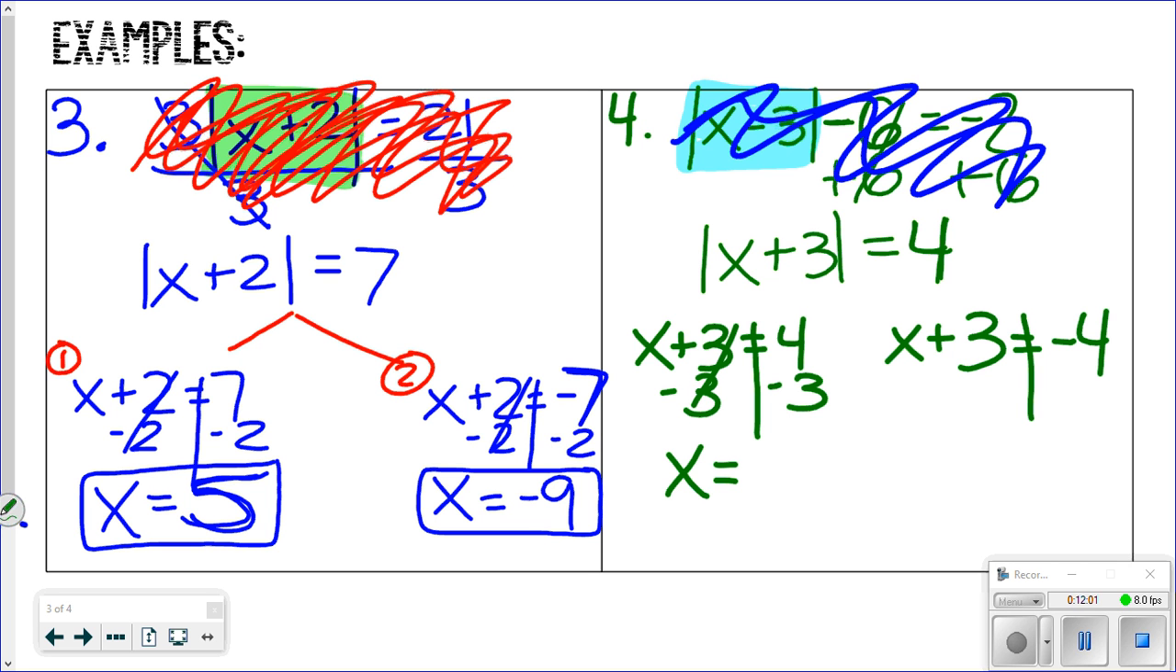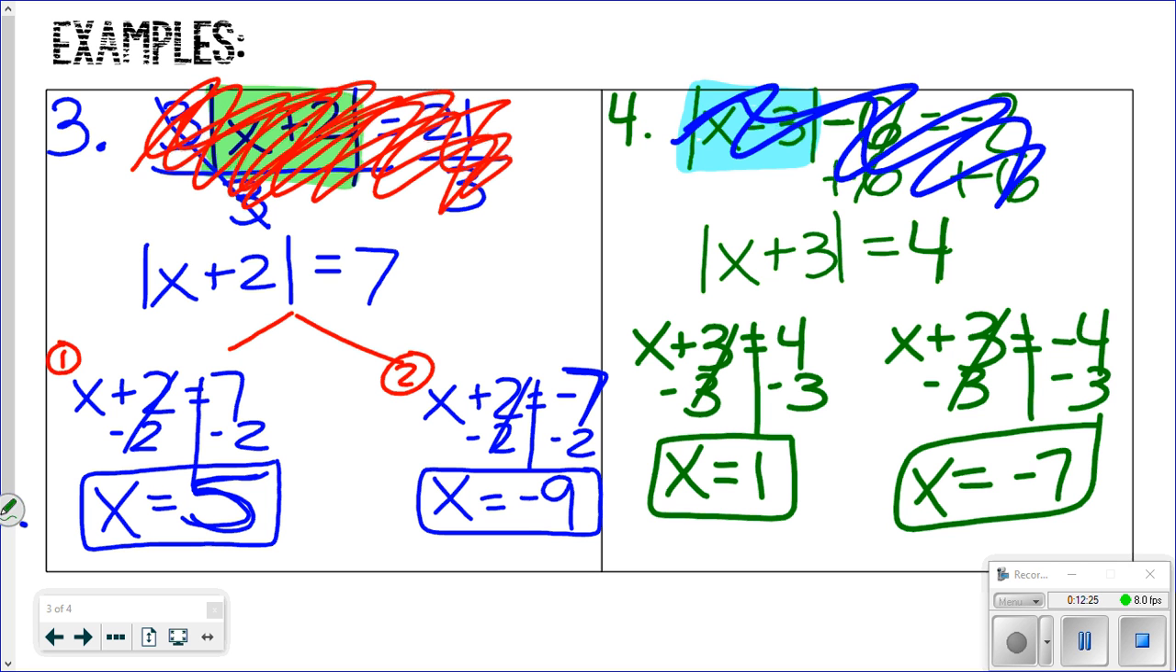X equals 4 plus 3. We get 7. Add 3. X equals negative 4 plus 3, we get negative 1. So every time we set up two equations, we're going to get two answers.